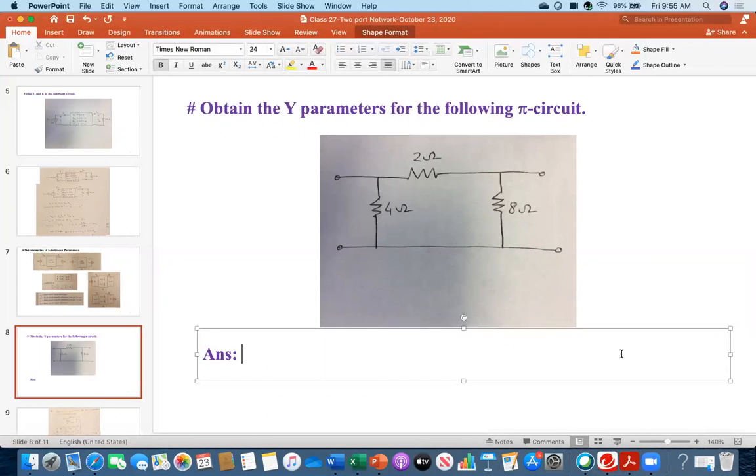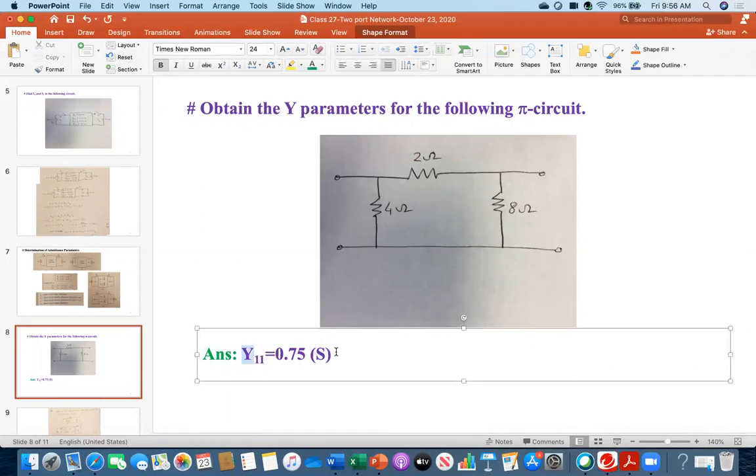I'm writing the answer here. Like I got Y1 on, that's 0.75 Siemens. So you see, this is my answer. I got Y1 on 0.75 Siemens. So you all try and see that you are getting.